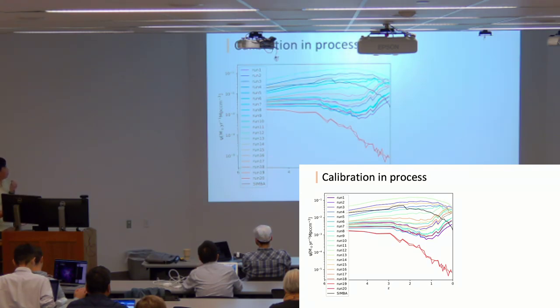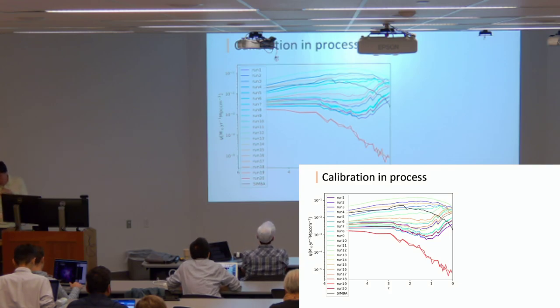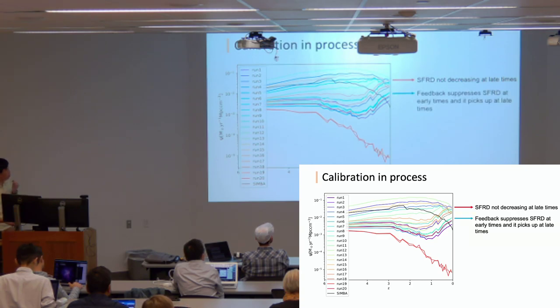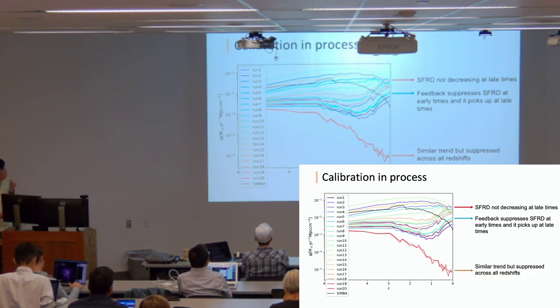I've done 20 simulations already with the machine learning algorithm. You have the initial data set and you ask the machine to recommend, and they are color coded. But you see how the star formation rate density is evolving. There are 3 main categories that you can see. One is that it's increasing to redshift 0, but it's not quenching at later redshifts. The next category is where the feedback suppresses the star formation rate early, but then it picks up at later times. And the last category has a similar trend to what we are trying to match, which is from Simba, but it's suppressed across all redshifts.